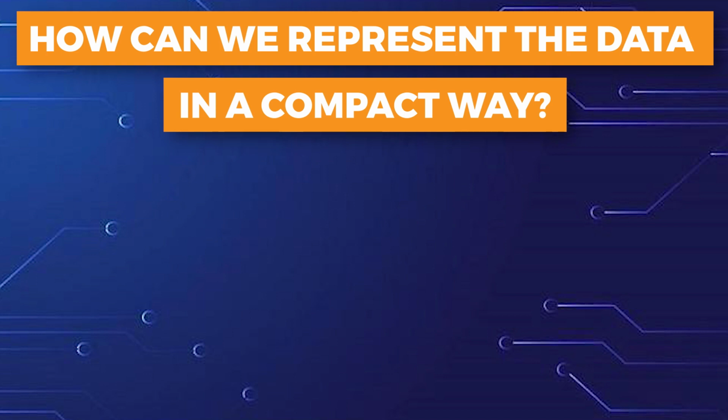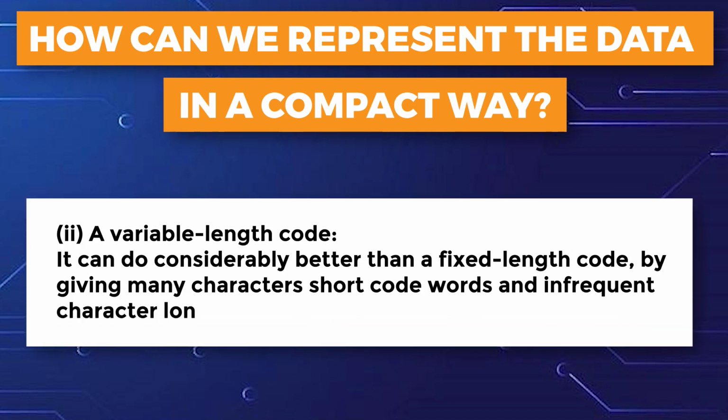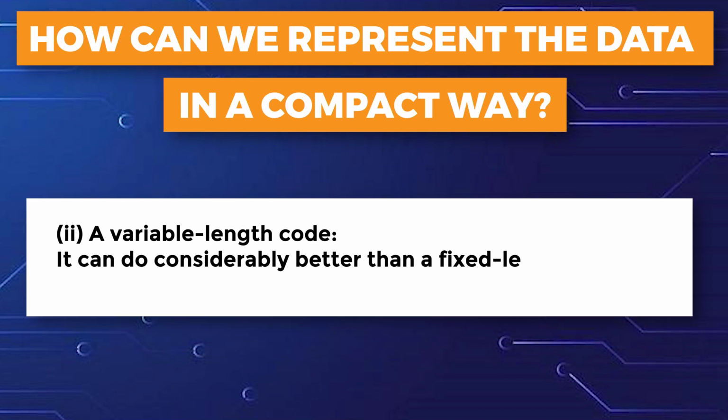Now we go for the second logic. The second approach is a variable length code. It can be considerably better than a fixed length code, by giving frequent characters short code words and infrequent characters long code words. We can understand by this example why we require a second approach and what is the purpose of this approach.